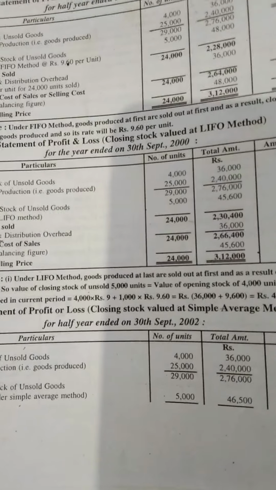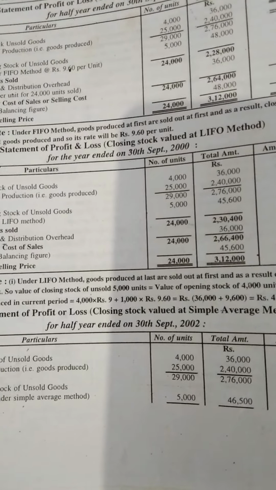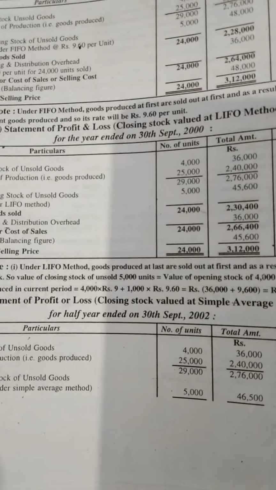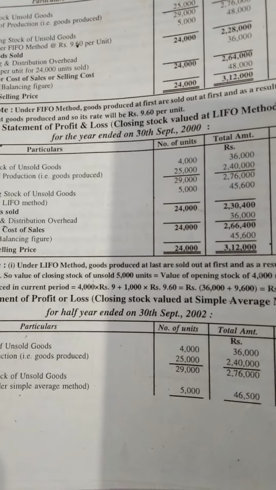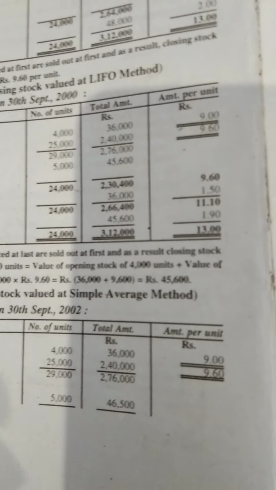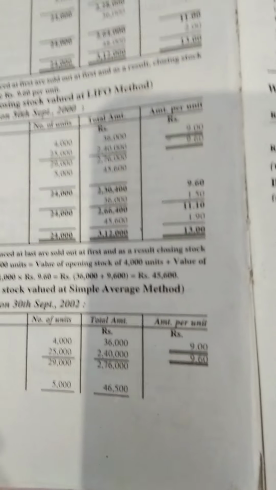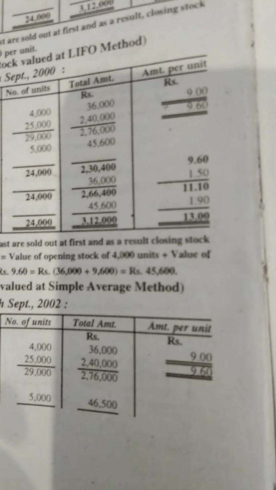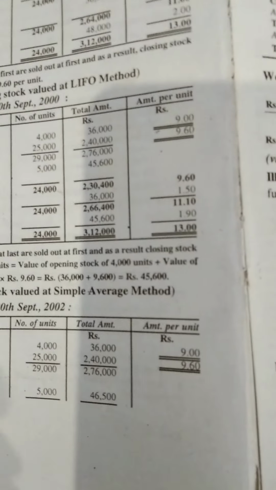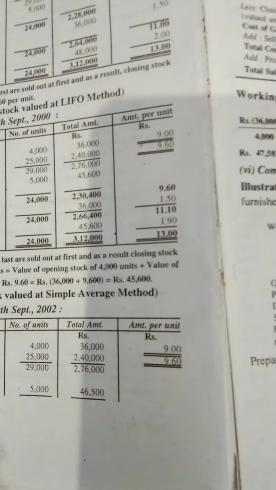That's why it is 4,000 into 9. Also you can write it this way: the closing finished goods remains as it is, that's why the value of 36,000 is also given. You can straightway write 36,000 plus 1000 into 9.60. Therefore the closing finished goods came to 45,600. Now look at the figure, students. In earlier cases, in the FIFO method, the value was different, most probably 48,000. Now in the LIFO method the value has changed to 45,600.